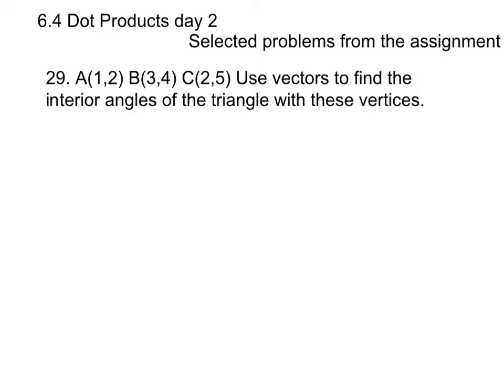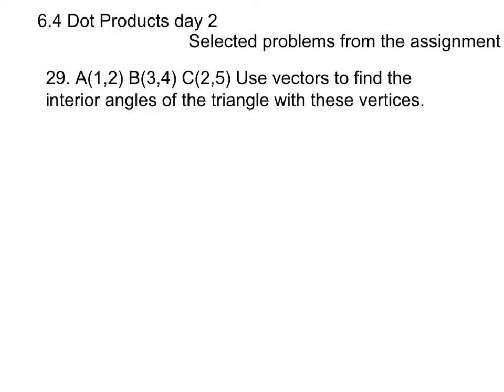29 is a little bit different. 29 gives you 3 points. Notice they're not actual vectors. They're actual points on a coordinate plane. And they want you to find the vectors so that you can find the interior angles. So I'm not going to work the entire problem, but I am going to help you try to set this up so that you can figure it out for yourself. It's not a short problem.